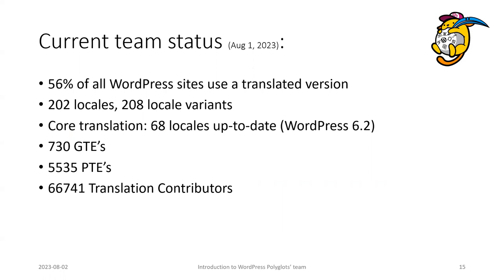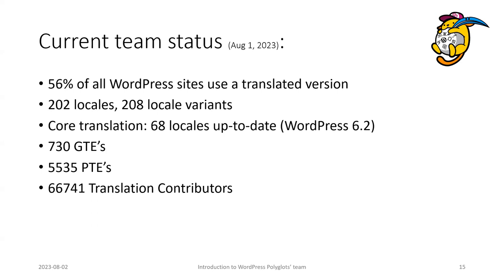In our system, we've got 202 different languages defined, and a total of 208 different variants because, for instance, German have two different variants. One is the default, where they have the informal address, and then they've got the formal address, where they use Sie rather than Du. And we've got these things in a couple of languages. Right now, 68 locales are up to date and released with WordPress 6.2, and most of these are in well shape for WordPress 6.3 that is about to be released in a week or two.